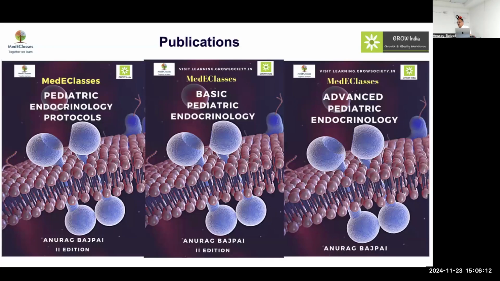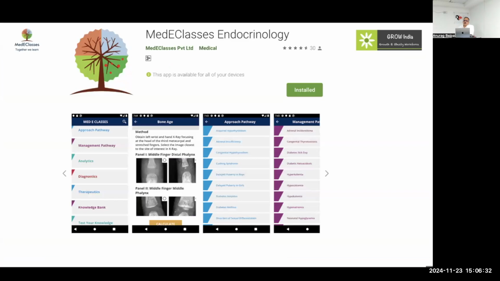We have got 3 publications, both basic, advanced, and protocols, which form the basis of many of these applications. So all these algorithms that we use now are largely based upon many guidelines plus clinical experience, and many of these are already published in these books. So we have used that to translate these books right away for clinical management.